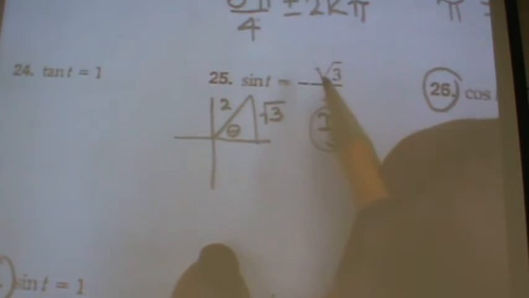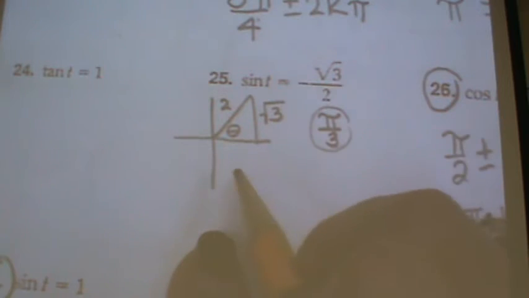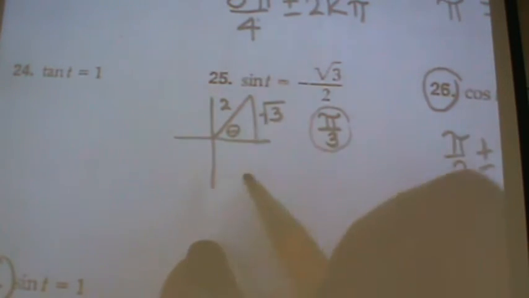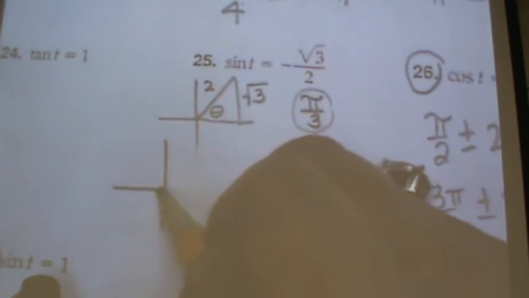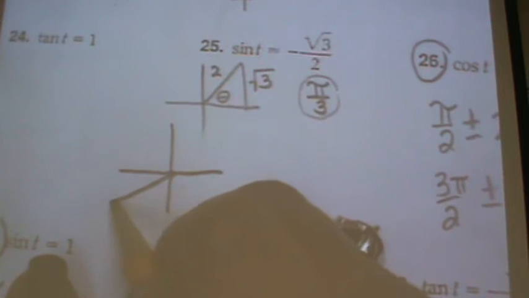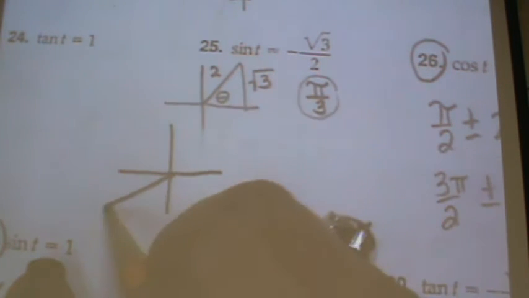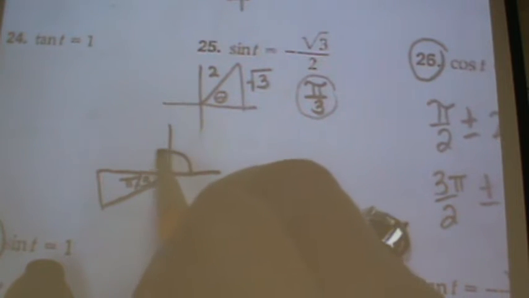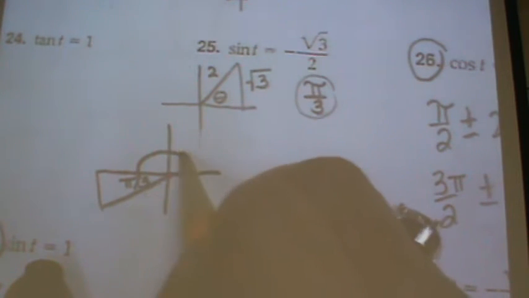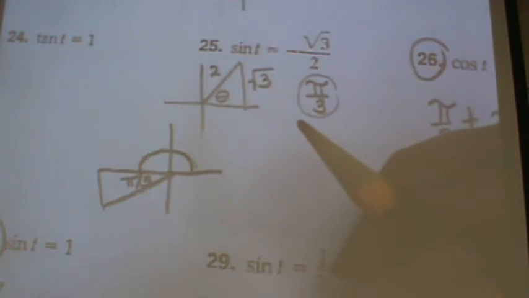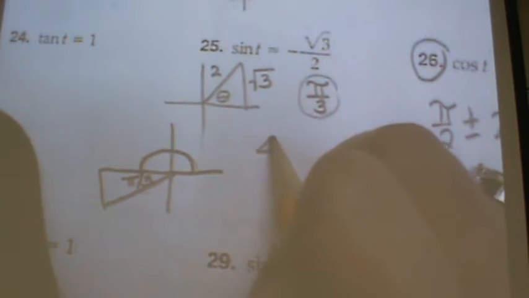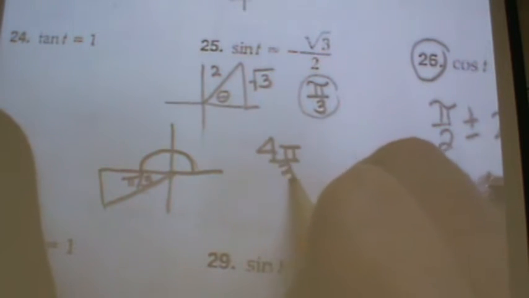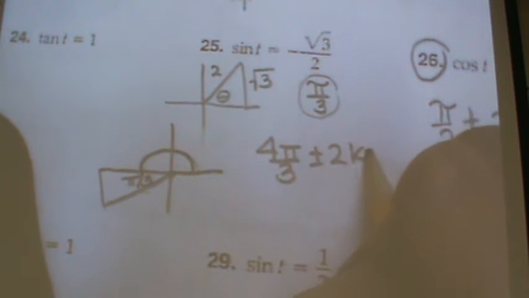But I need to put a 60-degree angle in quadrant what and what? Which two quadrants is the sine ratio going to be negative in? 3 and 4. So I'm going to put a 30, that's a 60. Put a pi over 3 in this quadrant. I want this measurement right here. So what's pi plus pi over 3? 4 pi over 3, that's one answer, plus or minus 2k pi.